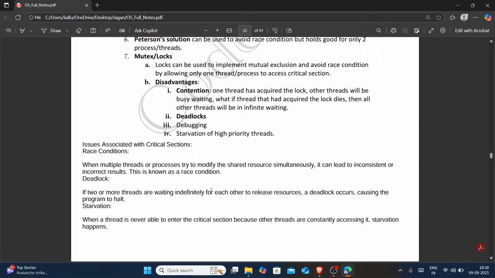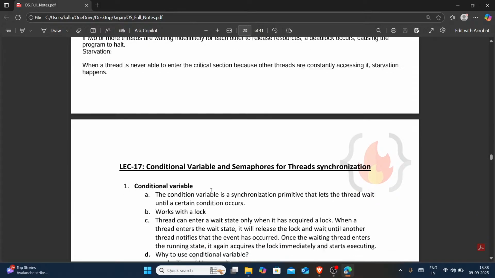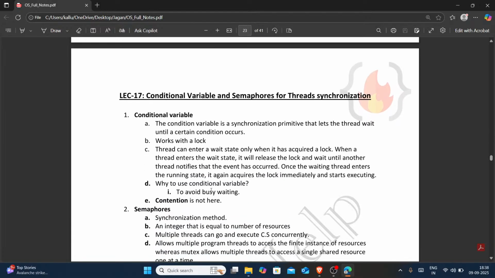When a thread is never able to enter a critical section because other threads are constantly accessing it, starvation happens. Condition variables and semaphores for thread synchronization.